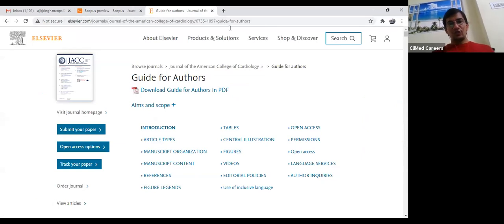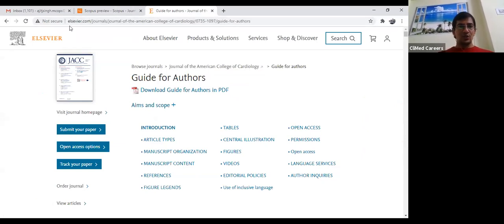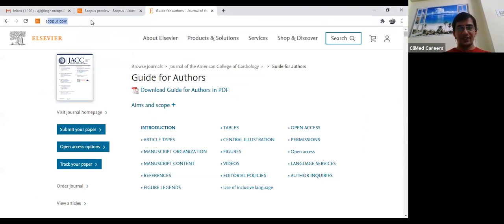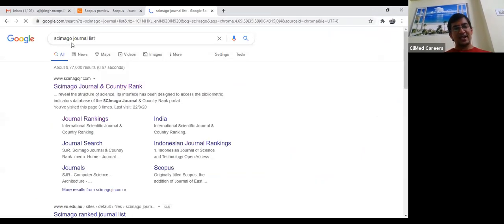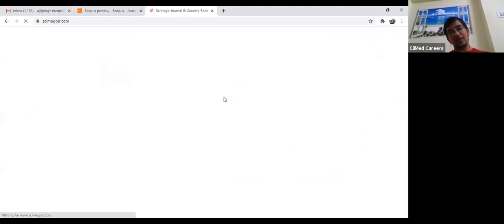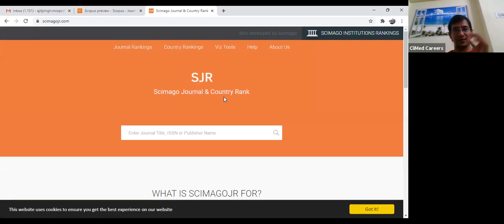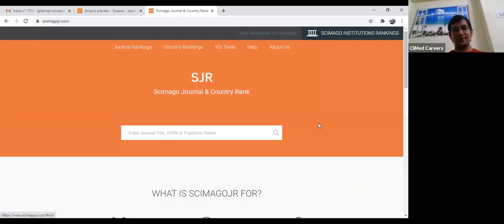Now I want to tell you one more very important website to search the journals, and that is SCImago. SCImago Journal Rank. Okay, SCIMAGO. This is the best thing where you can search your journals. So how to search the journals in SCImago? Go to the journal ranking.